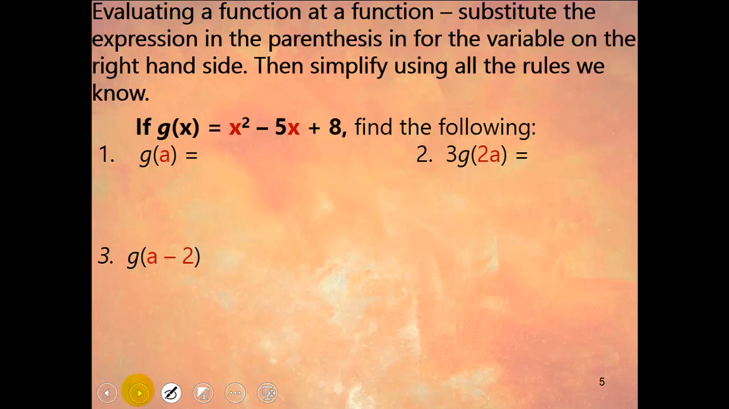So basically, if you're going to evaluate a function at another function or using an expression, what you want to do, and we talked about this when we were in just linear, is anywhere there is an x on this side of the equation, we're going to replace it with an a and then follow whatever operation it tells us to do. So if I do g of a, that means anywhere there's an x, I got to plug in an a. So I get a squared minus 5a plus 8.